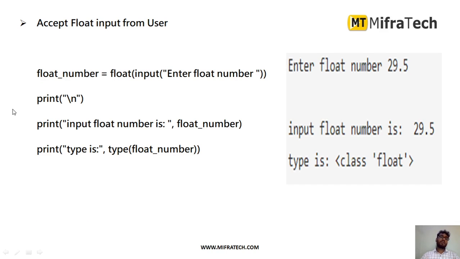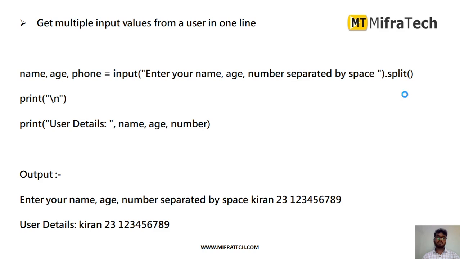As I told earlier, to accept a float input from the user, you have to use float of input. As you can see in this example, float_number, I am accepting float of input. Whatever the user enters will be considered a float. So I am printing it, as you can see in this example.